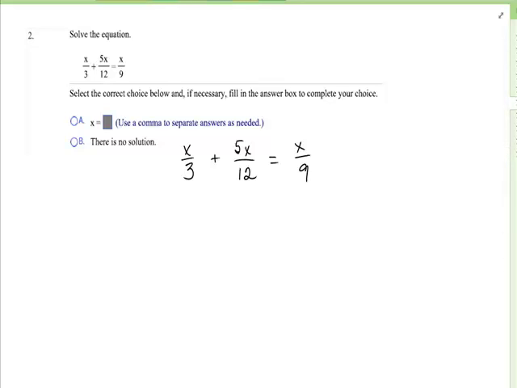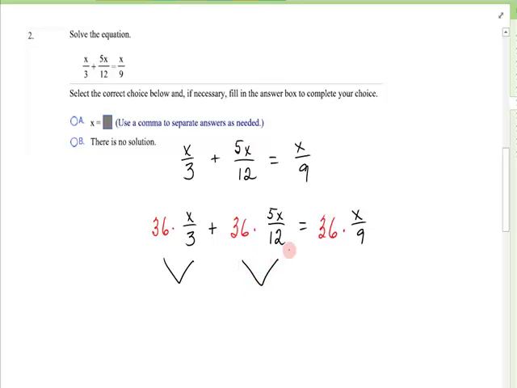So if I multiply 36 times x over 3 plus 36 times 5x over 12 equals 36 times x over 9. Put the 36 over 1. 3 goes into itself once. 3 goes into 36 12 times. 12 times x is 12x.